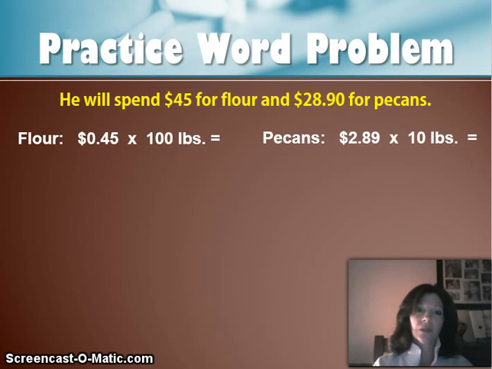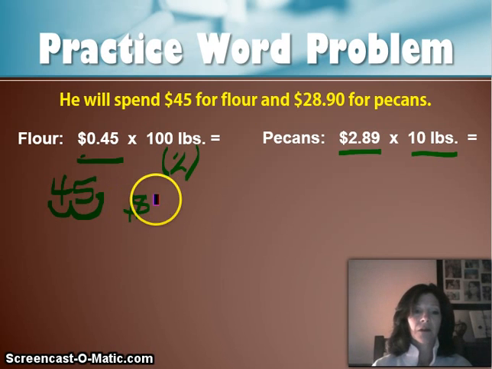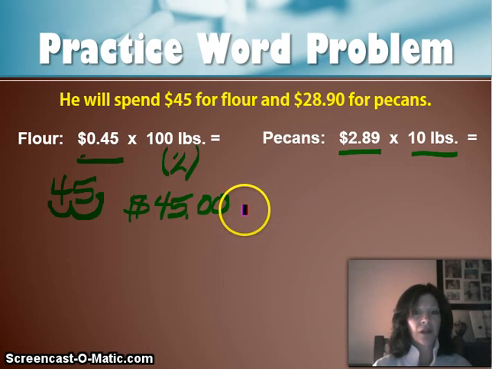All right, let's do this one together. So, flour, 45 cents a pound. You need 100 pounds. Pecans are $2.89 a pound, and you need 10 pounds. Here we have 2 zeros. You're going to take your 45 cents, simply move your decimal point 1, 2 places to the right, and remember that this is money. So hopefully you have $45 for the amount that he's going to spend on flour.